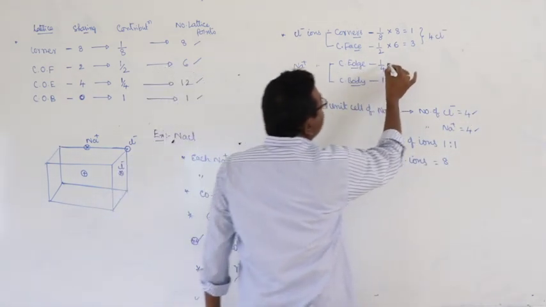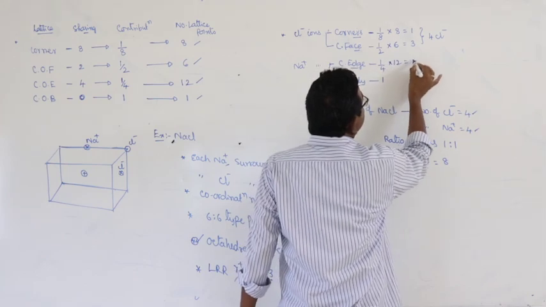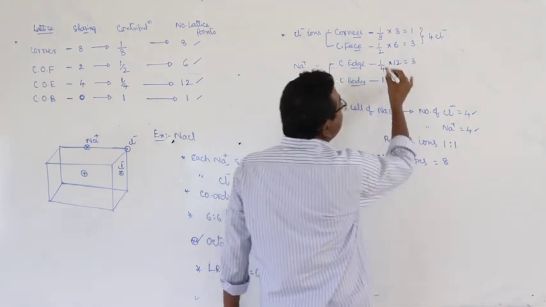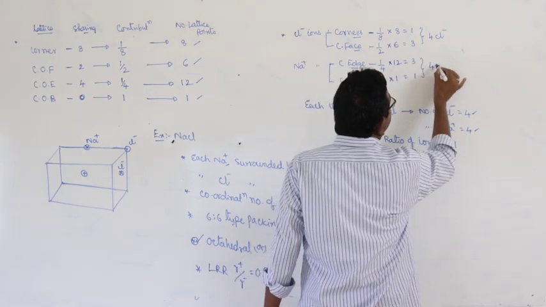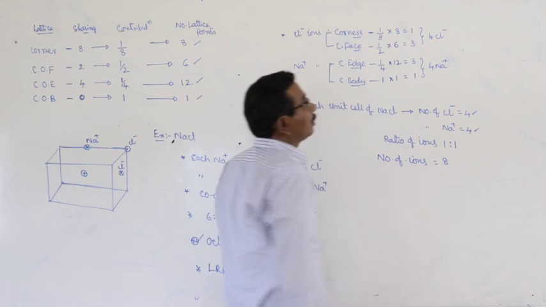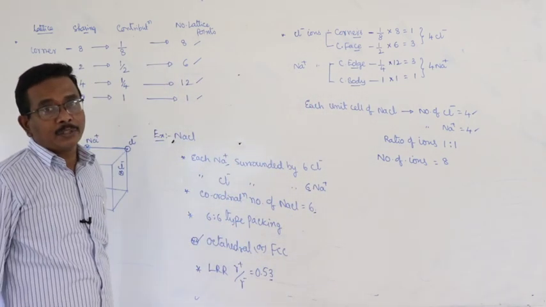How many center of edges are there for a cube? 12. That is equal to 3. How many center of bodies are there? 1. That is equal to 1. Total number of Na plus ions is equal to 4. These are all the objective features, objective points.